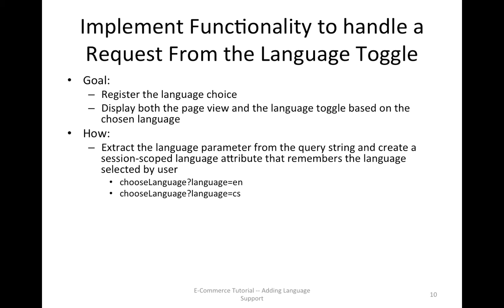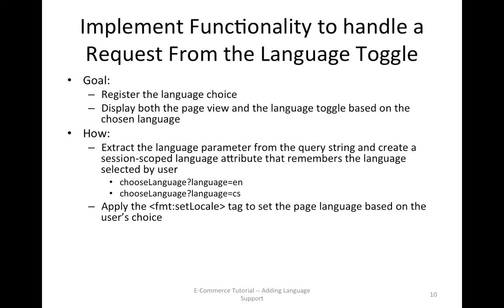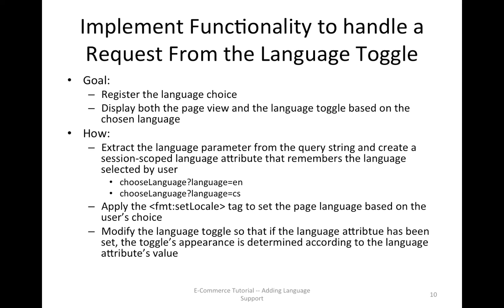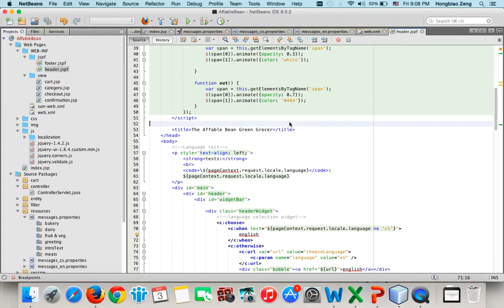If the user chooses CS, then suppose this choosingLanguage, language equals CS, is at the end of the URL. Then we apply the fmt:setLocale tag to set the page language based on the user's choice. Finally, we modify the language tag so that if the language attribute has been set, the tag's appearance is determined according to the language attribute's value.